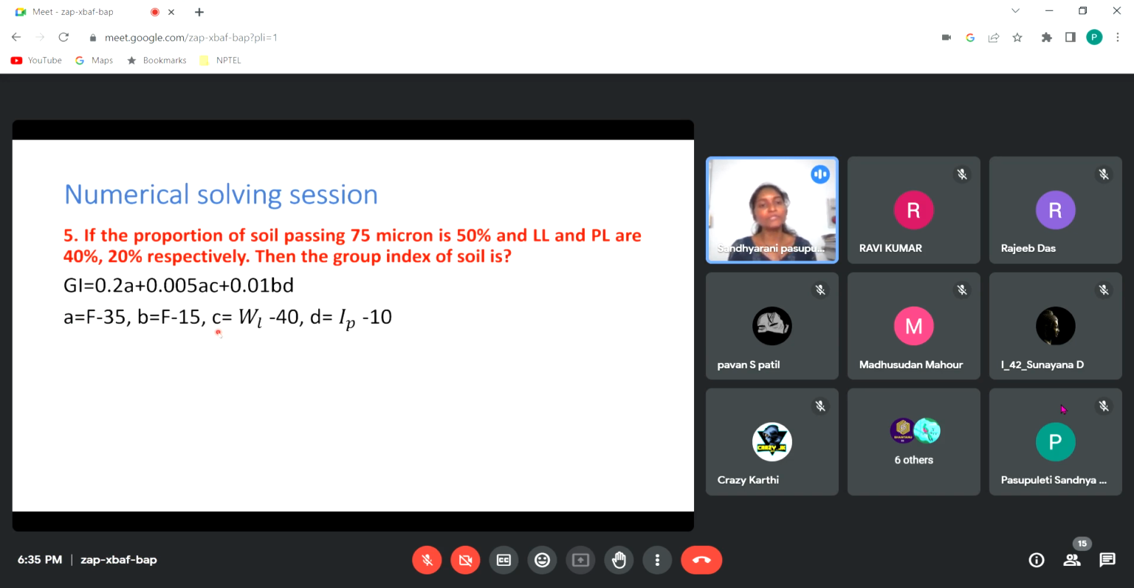And if you come to the C, here WL is nothing but liquid limit. So we already have the liquid limit as 40%. We can calculate the C also. And when it comes to the D, IP is nothing but the plasticity index. So plasticity index is nothing but liquid limit minus plastic limit. So we can substitute that also. So once you calculate A, B, C, D, you can substitute them into the group index and you will get the group index value.